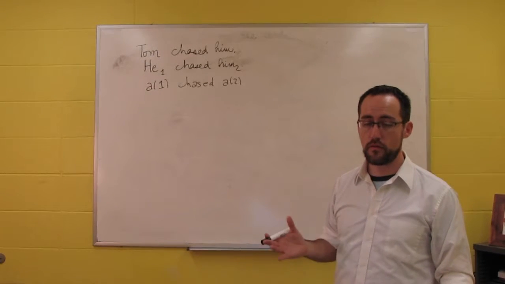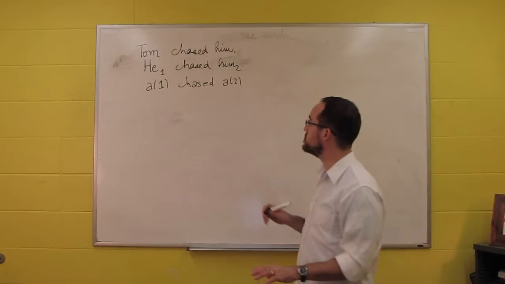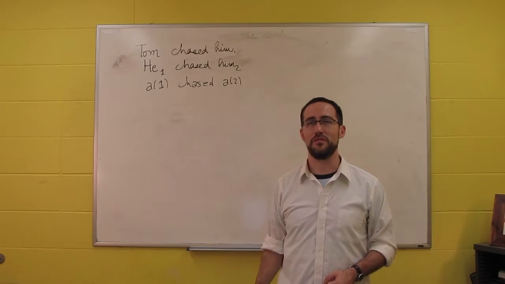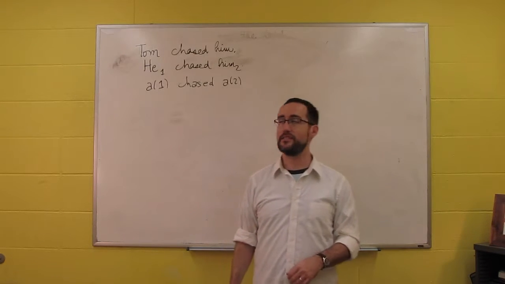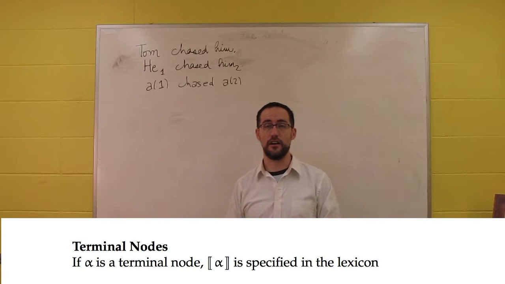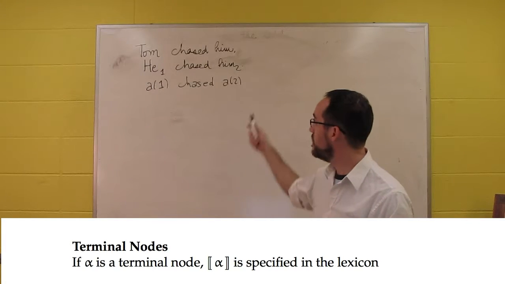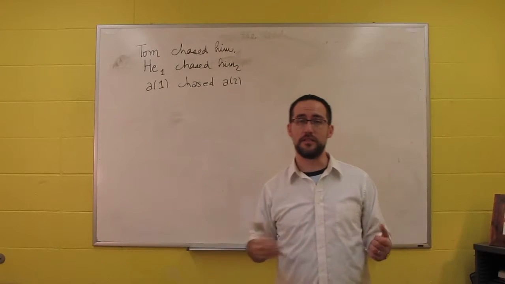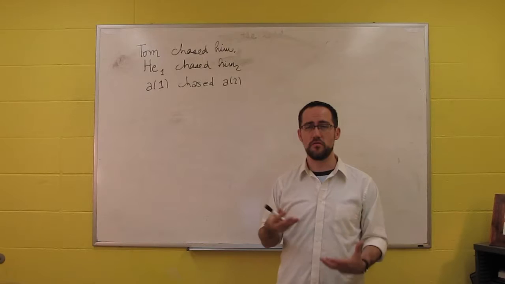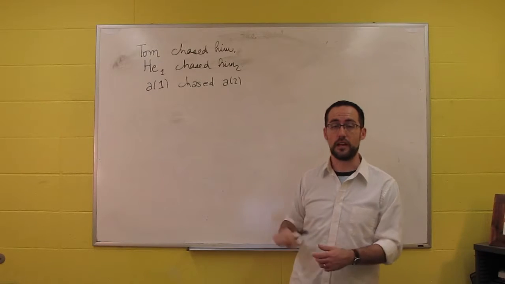So far so good. But building that structure is not so easy. Even once we have the syntax, we can't use the terminal nodes rule. The terminal nodes rule indicates that if alpha is a terminal node, alpha's denotation is specified in the lexicon. Well, that works for a name like Tom. But it doesn't work for a pronoun because their meaning is not specified in the lexicon. That's the whole point of the pronoun. So we have to use some other mechanism, and that mechanism will need to involve the assignment function, because that's where the meaning comes from.